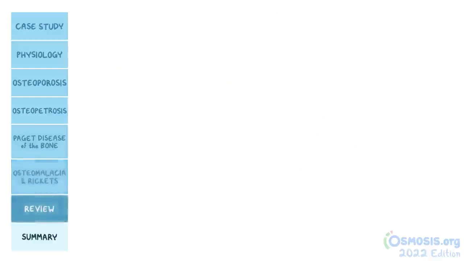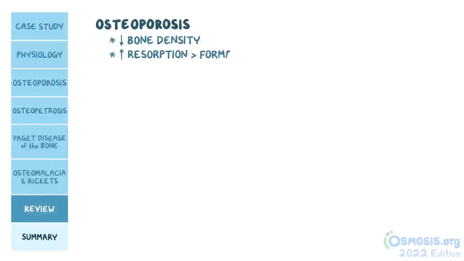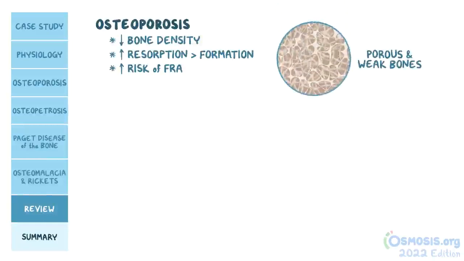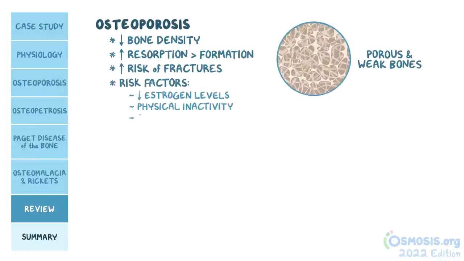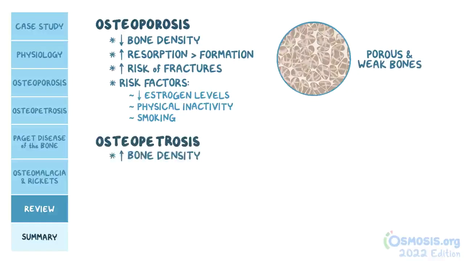Alright, as a quick recap. Osteoporosis refers to decreased bone density due to increased bone resorption compared to bone formation, resulting in porous bones with an increased risk of fracture. There are many risk factors, including decreased estrogen levels, physical inactivity, and smoking. Osteopetrosis is a genetic disorder that causes an increase in bone density secondary to osteoclast dysfunction.